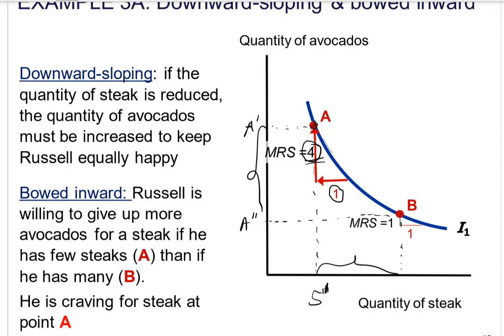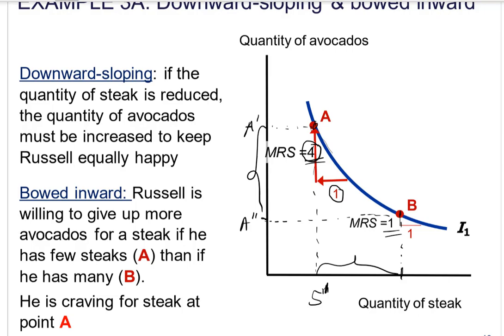However, at point B, notice that Russell's circumstances have changed and he's got fewer avocados but more steak now. So at this point, he will not be happy to give away more avocados because he's already got fewer, and giving up more is going to cost him a lot. So to gain 1 steak here, he will only give away 1 unit of avocado. The opportunity cost of doing that will be higher, yeah. So he will be craving avocados at this point.